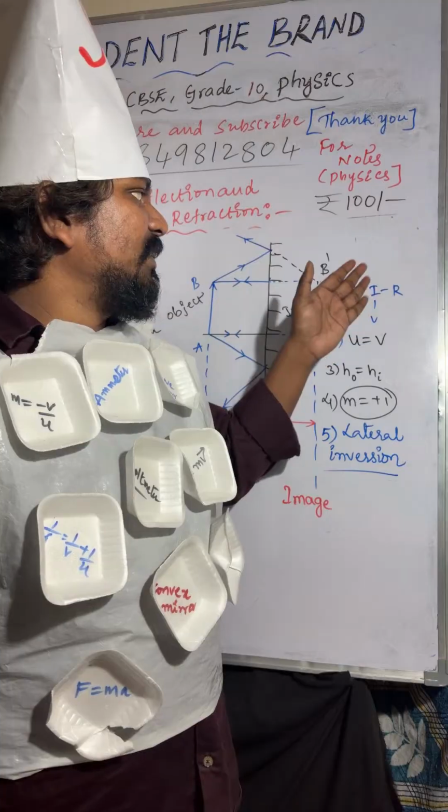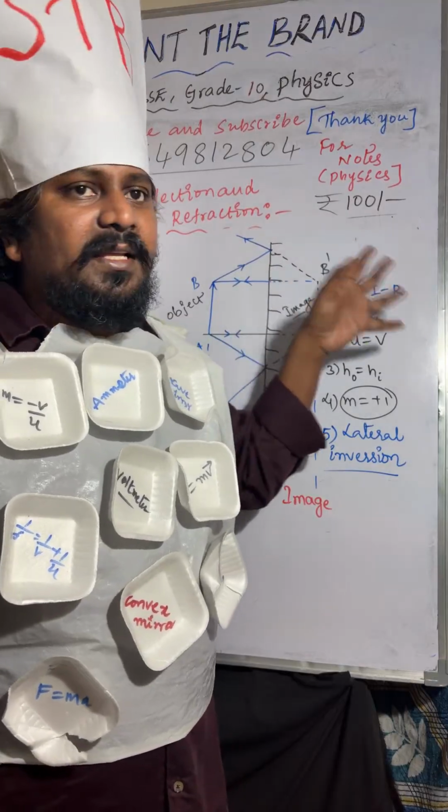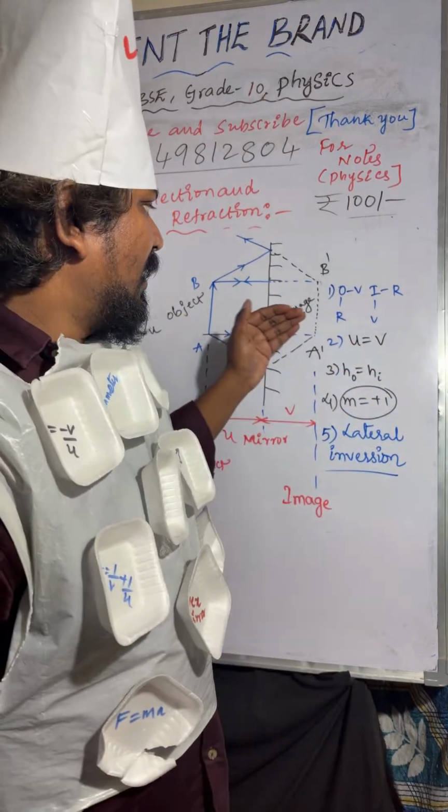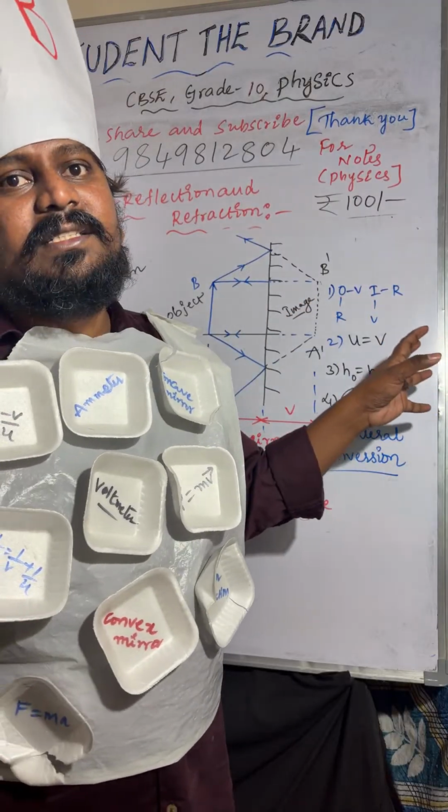Object is real, image is virtual. Object is virtual, image is real. Point number 1: object distance is equal to image distance.